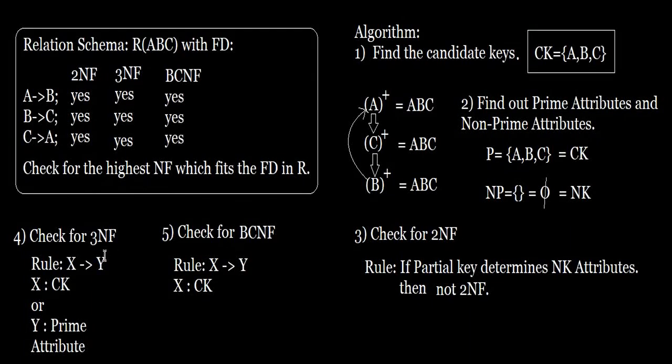Now if we compare 3NF and BCNF, BCNF is stricter than 3NF. And in case of lossless decomposition and dependency preservation, 3NF is more powerful than BCNF. So the highest normal form which fits the functional dependencies in R is BCNF, because all of the functional dependencies are in BCNF, as we have checked for the three functional dependencies present in the relation.